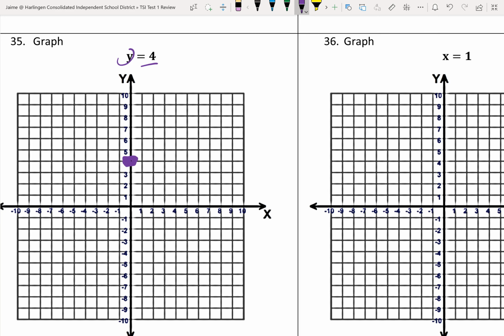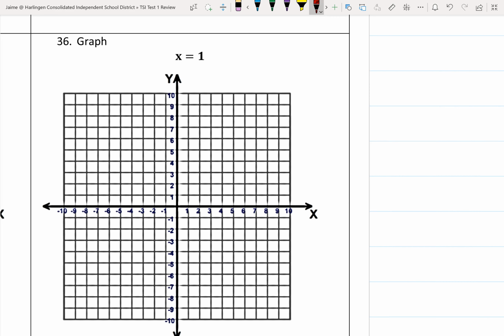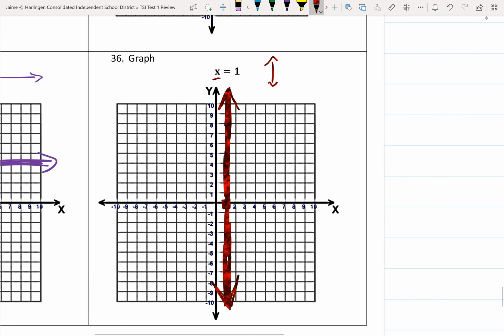The next one says x equals 1. Go to the x-axis and put a dot at 1. X-axis and 1. Right there. Remember that the x lines go up and down. So make an up and down line here. Right? And that's pretty much it.